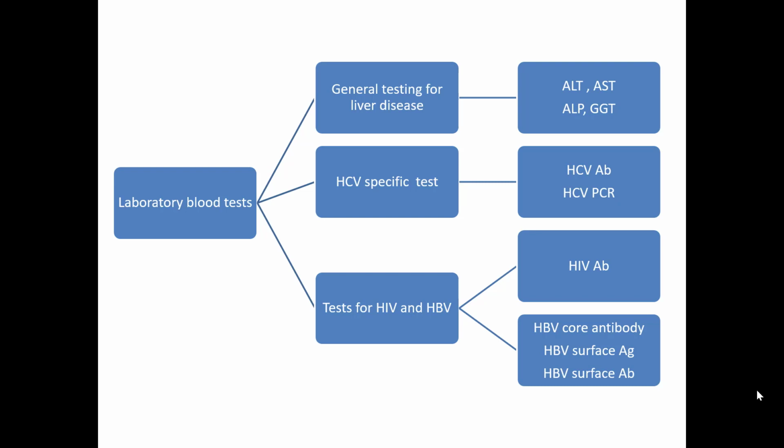Because of the overlapping of hepatitis B with hepatitis C, we must exclude the presence of hepatitis B virus. Also, after the treatment of hepatitis C patients with DAA, many studies have reported flaring of the hepatitis B virus. Then we must do the HIV antibody test and hepatitis B core antibody, surface antigen, and surface antibody.